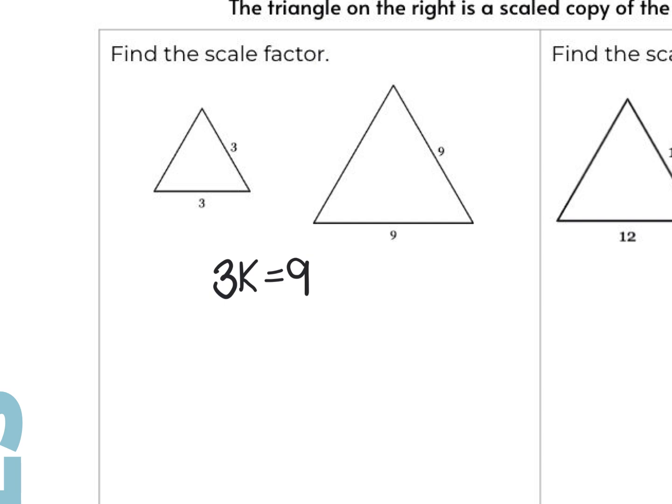So these are equilateral triangles, meaning all the sides are the same. So 3k equals 9. Somebody other than Eloise, somebody different this time, tell me what I'm going to do to solve that equation. Scarlett? Divide by 3. Yep, you can draw that line in and divide by 3 on both sides. K equals 3. Our scale factor there is 3.